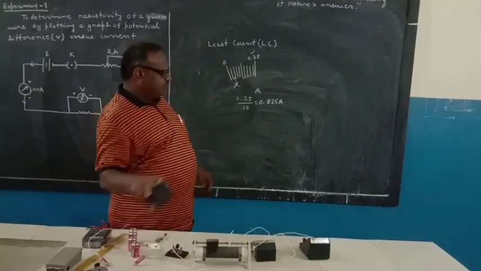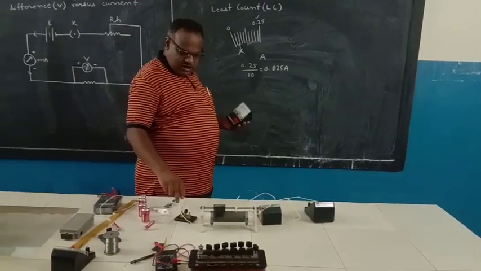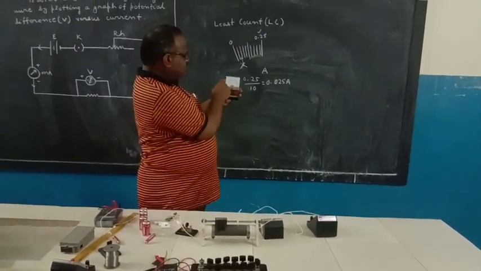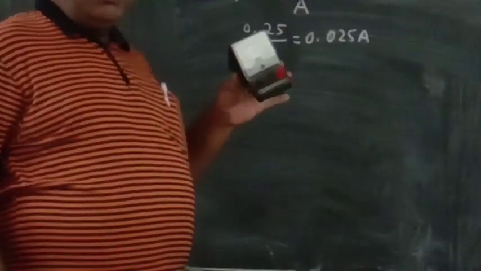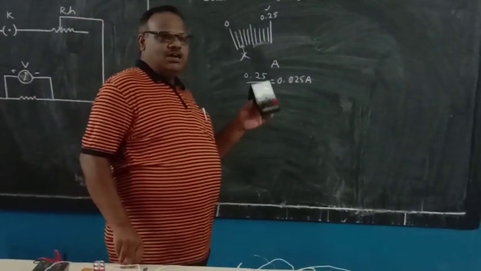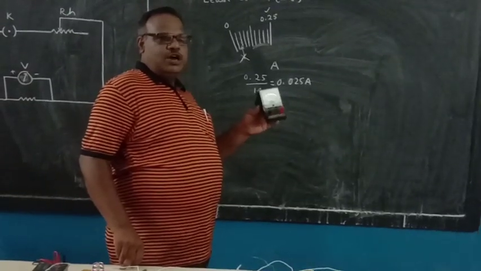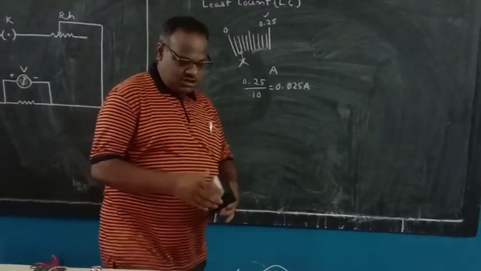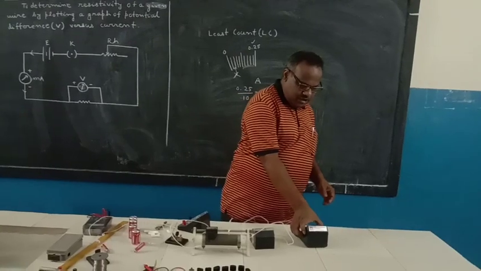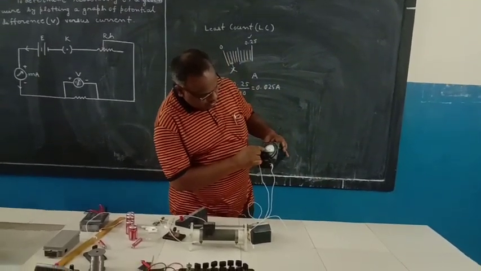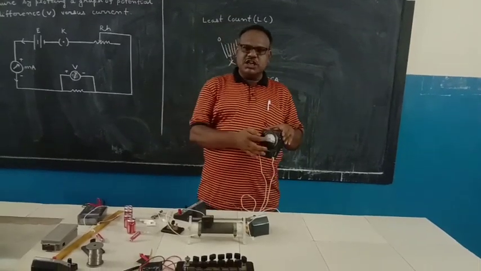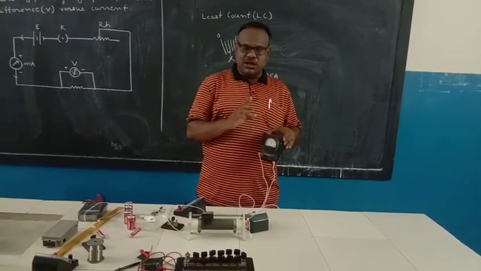The second thing is, you have to see the range of the measuring instrument. If you see this ammeter, it is 0 to 1.5. It means you can measure a maximum current of 1.5 ampere with it. Here I have a milliammeter. Here it is written 0 to 500, which means its range is 0 to 500 milliampere.